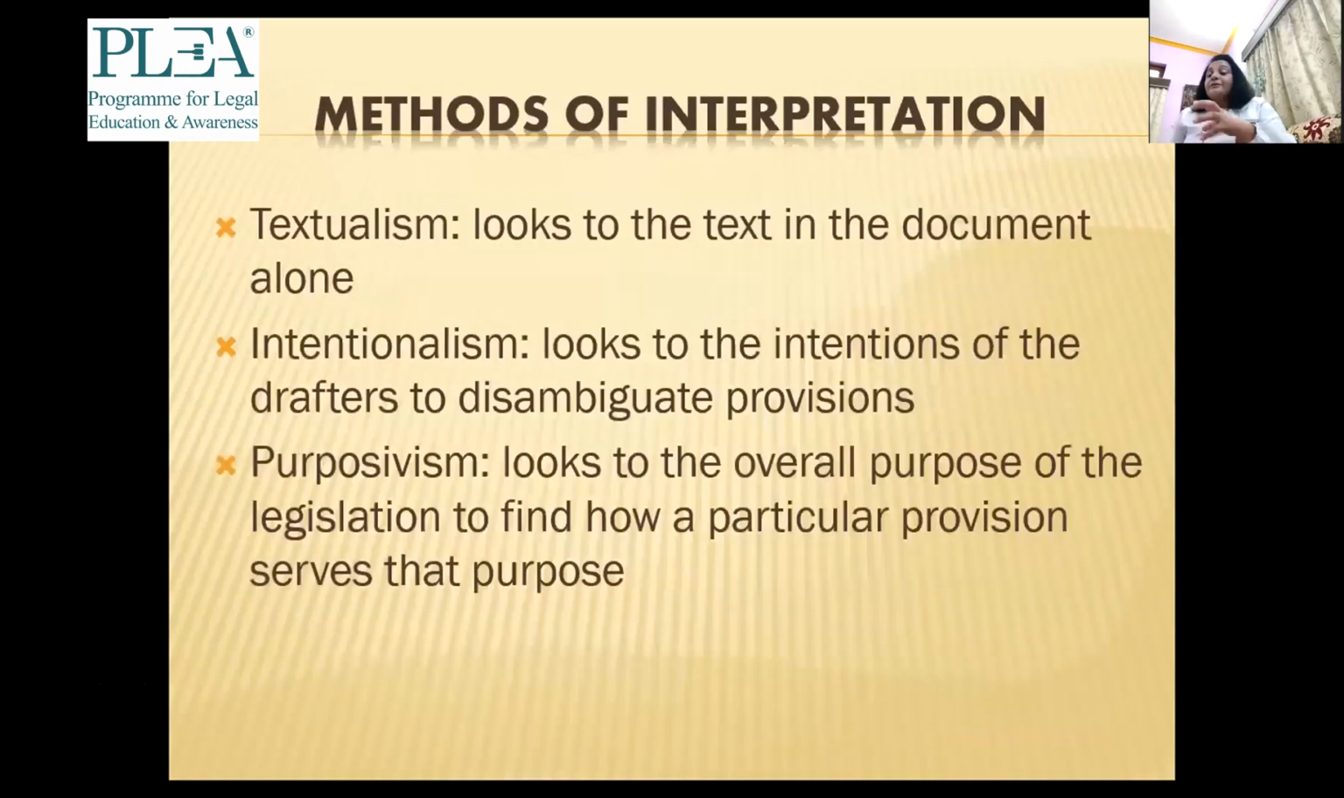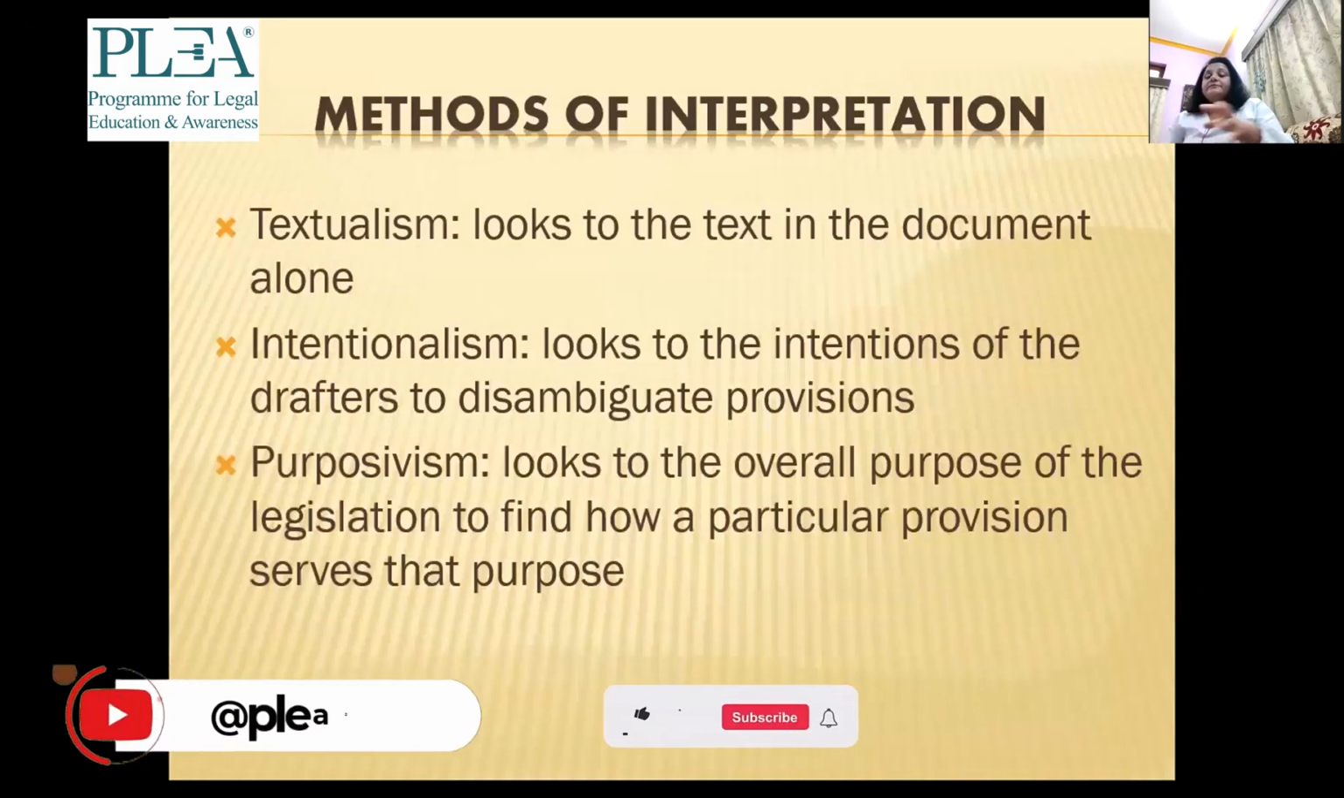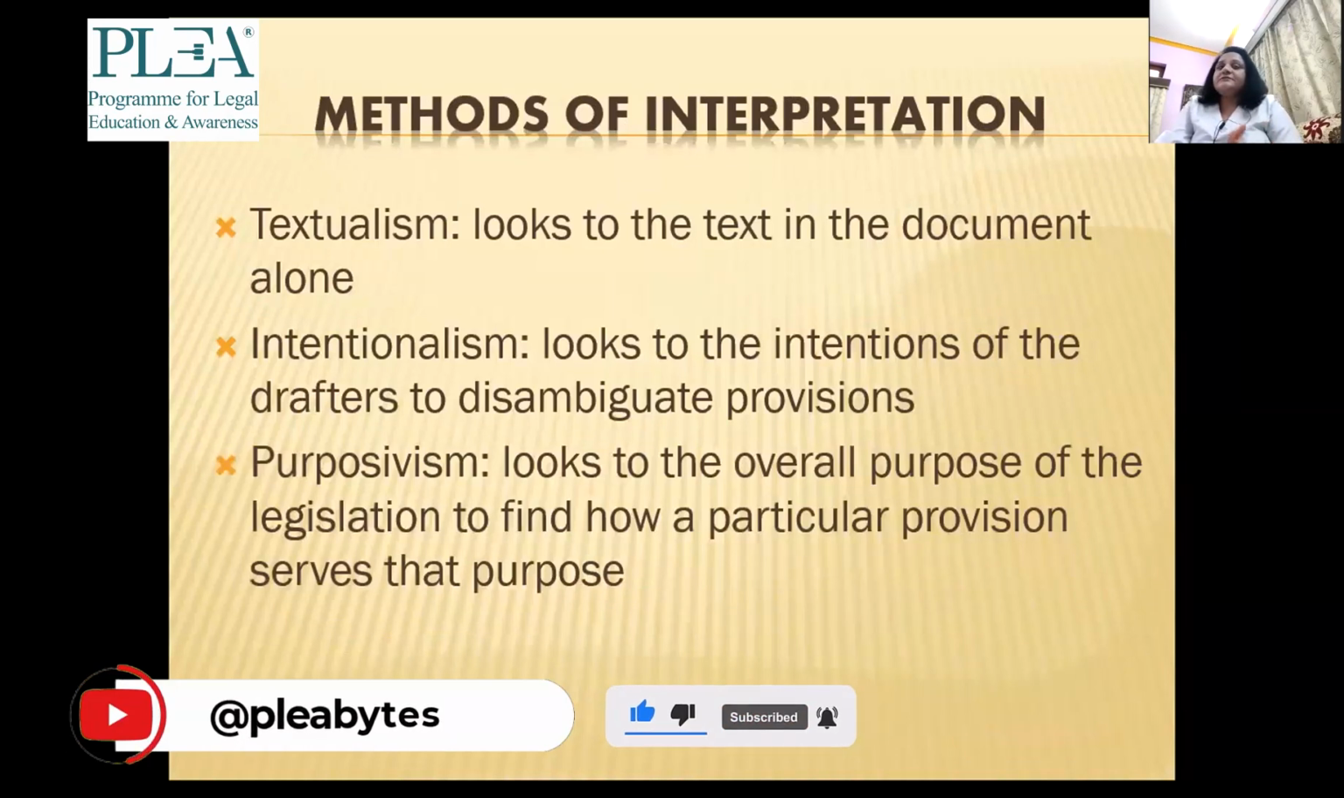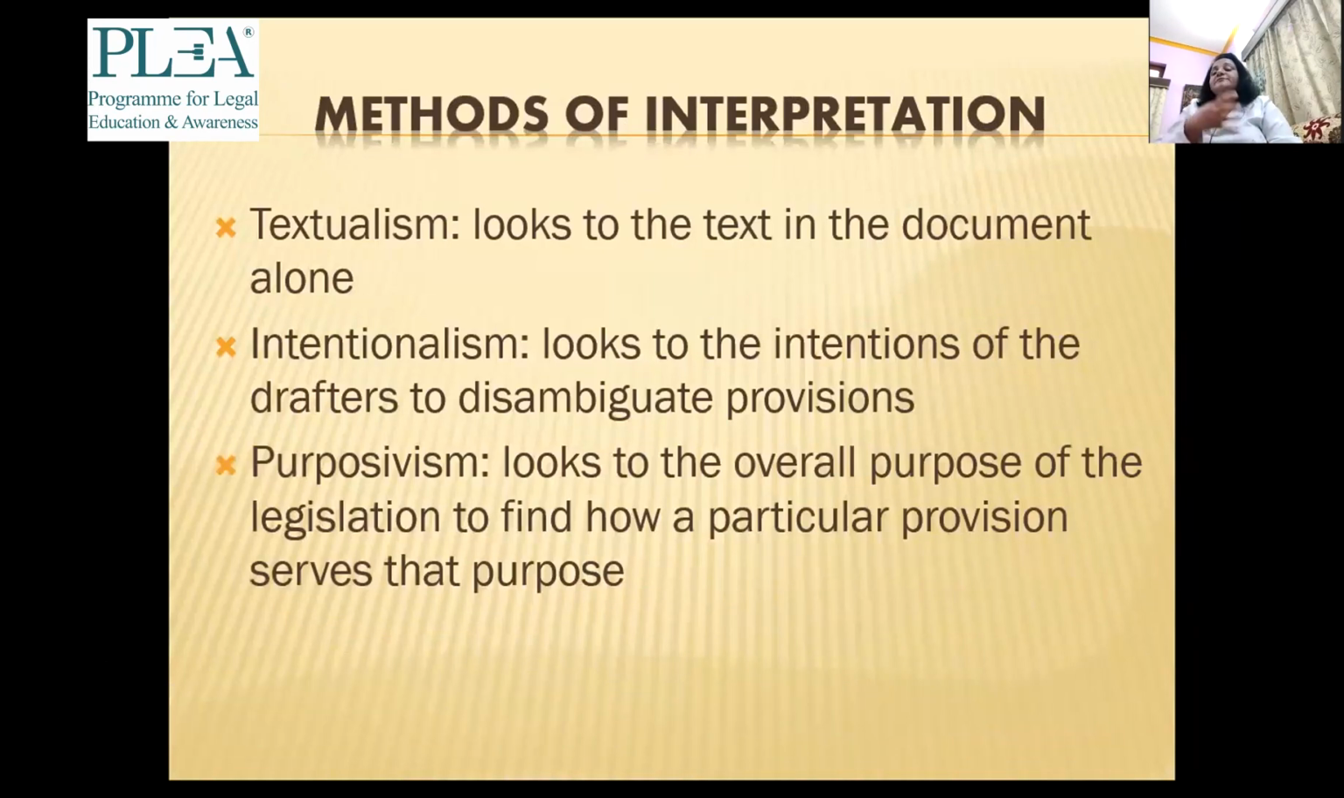So now we come to the methods of interpretation. We have three methods for the interpretation of the statutes. First is textualism, where we go by the text that has been used in a particular document or the statute alone. Whatever is the natural meaning or the exact meaning of the words, we go by them, as we did in the Berryman's case. Another is intentionalism. We look into the intentions of the drafters, so that there should not be any ambiguities or vagueness in the provisions, as we did in the Pitbull case.